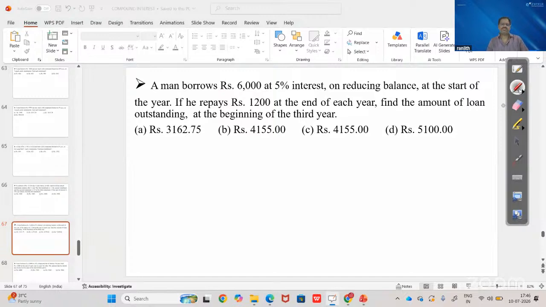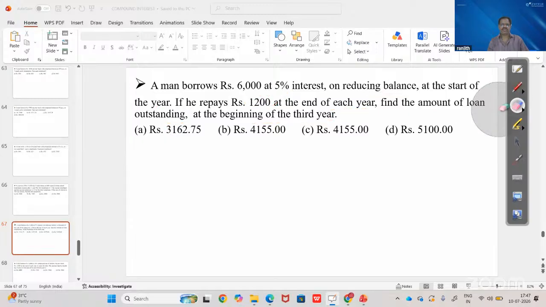A man borrows 6000 rupees at a 5% interest rate on reducing balance at the start of the year. If he pays 1200 rupees at the end of each year, find the amount of loan outstanding at the beginning of the third year.